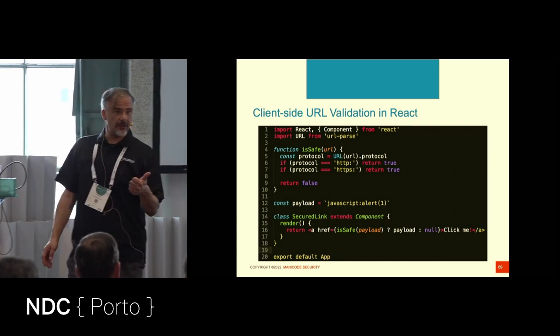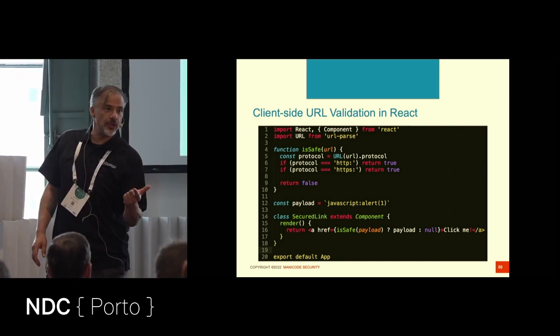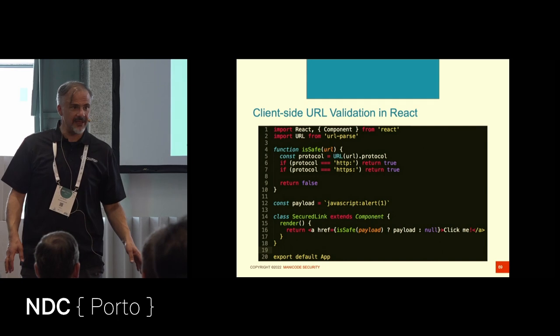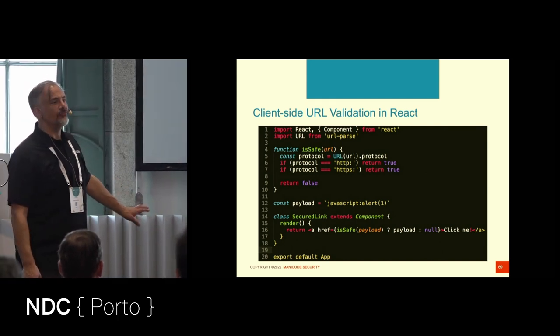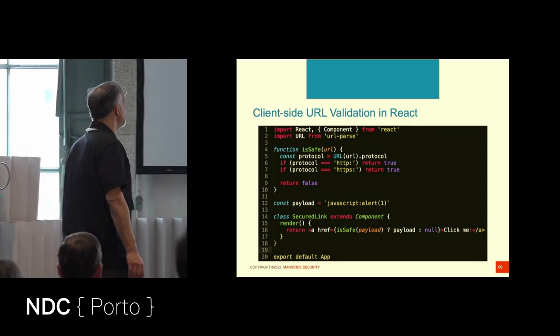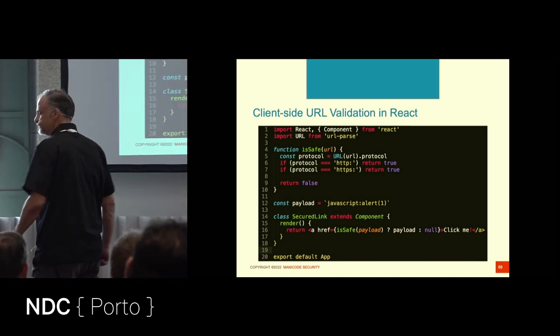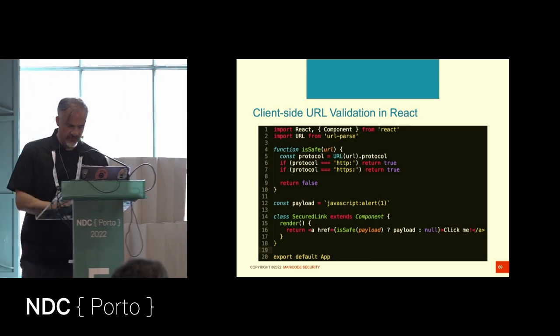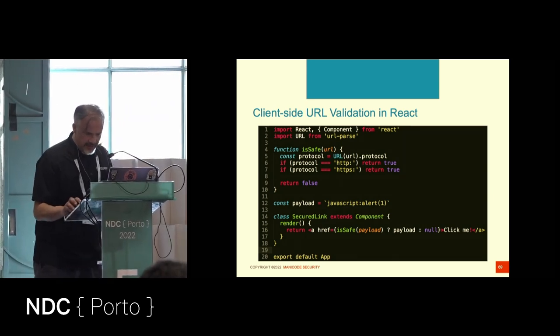So a JavaScript URL or a data URL is going to be rejected. This is a weakness in React that should not be there. And at least it's easy to deal with. Problem with JSX. What else do we got here? Let's take a look at this.